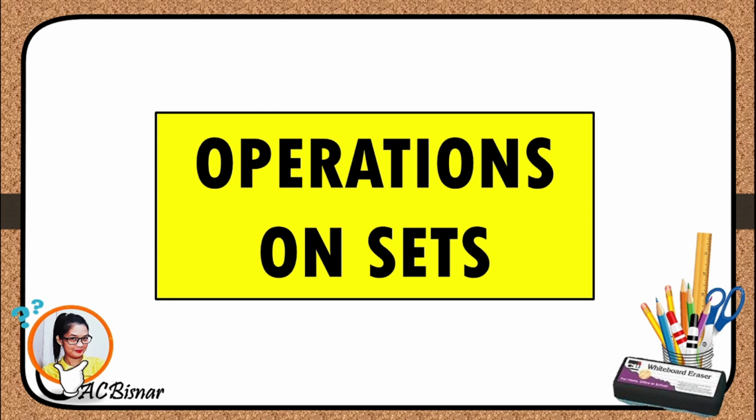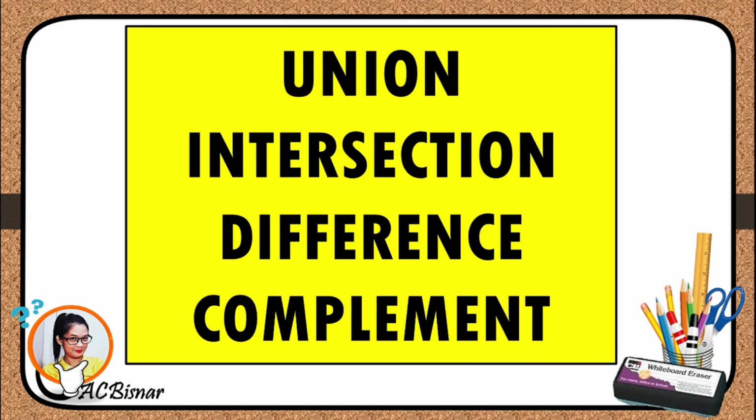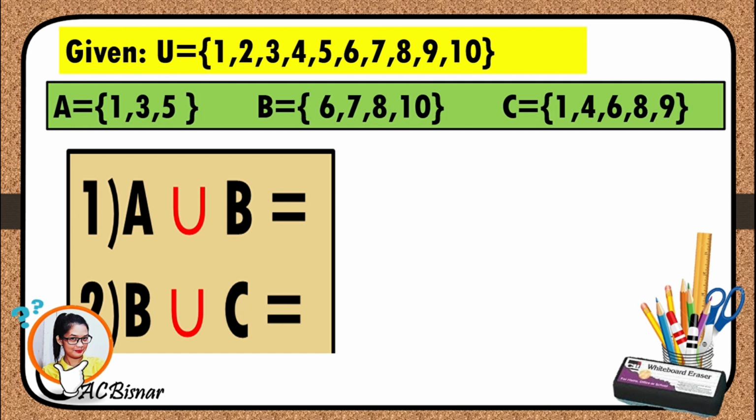About operations on sets: the union, intersection, difference, and complement. For example, given that the universal set has the elements from 1 to 10, where set A has the elements 1, 3, and 5, set B has the elements 6, 7, 8, and 10, and set C has the elements 1, 4, 6, 8, and 9.